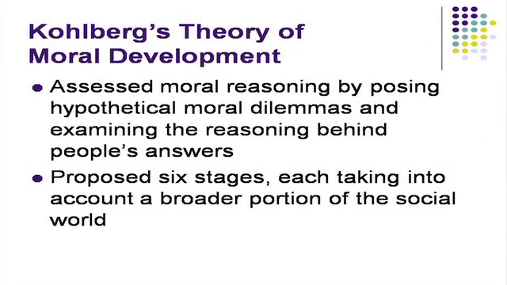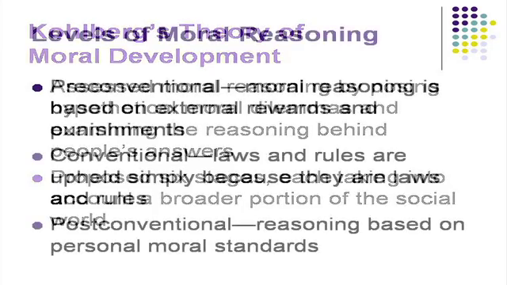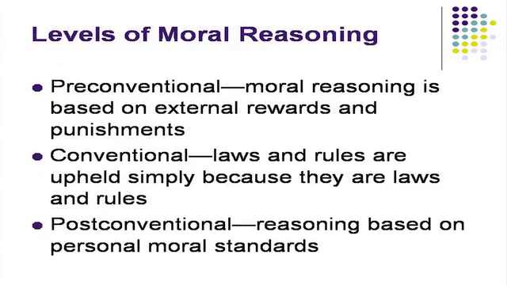Then Kohlberg's theory of moral development. He assessed moral reasoning by posing hypothetical moral dilemmas and examining the reasoning behind people's answers, okay? So he proposed 6 stages, each taking into account a broader portion of the social world, okay? So we have 6 stages, but 3 levels. So each level has 2 stages, okay? First level is pre-conventional. Moral reasoning is based on external rewards and punishments.